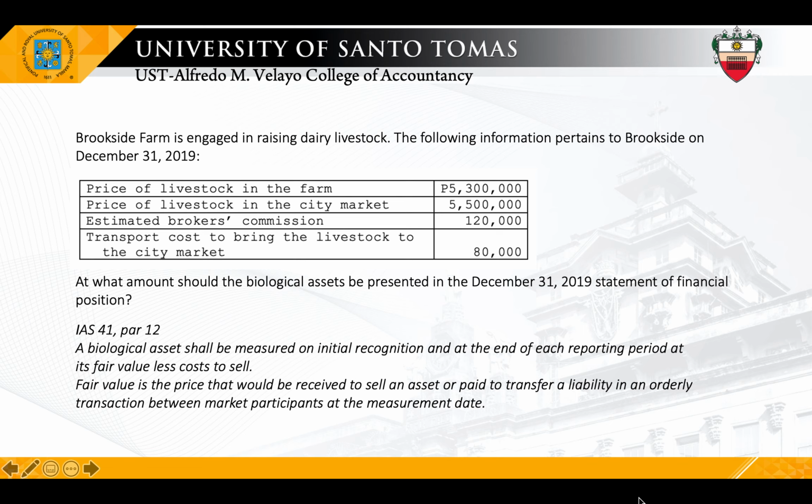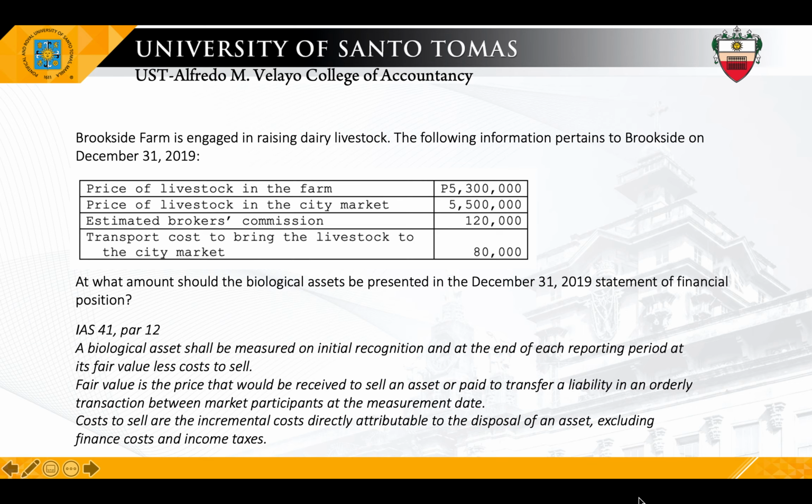In the city market, we cannot find the biological assets. Tama? What are being offered in the city market are not the biological assets but the produce out of the biological assets already. So in this case, the livestock in the city market is already meat. Whereas the biological assets are the livestock that are still alive, still in the farm. If you are engaged in raising dairy livestock, you will not go to the city market to sell your products. The buyers will go to the farm. So in the farm, we can already find the market participants.